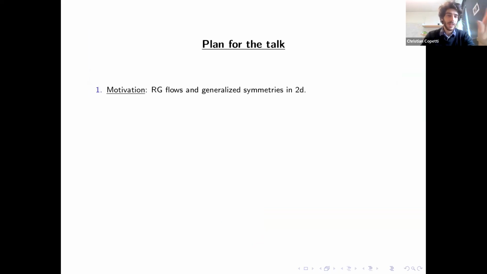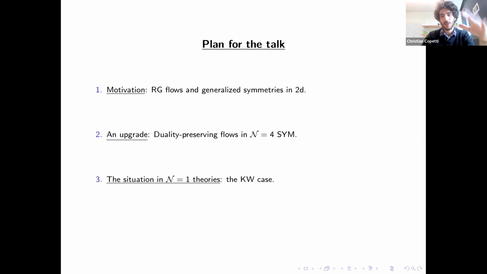So the plan is the following. We start with a 2D example of RG flows which preserve some generalized symmetry and what are the implications of such RG flows. Then we go to 4 dimensions, we study the example of N=4 and some well-known RG flows, and we try to understand if we can preserve such duality symmetry and what are the implications. And then I will try to talk about some other cases that you can work out.